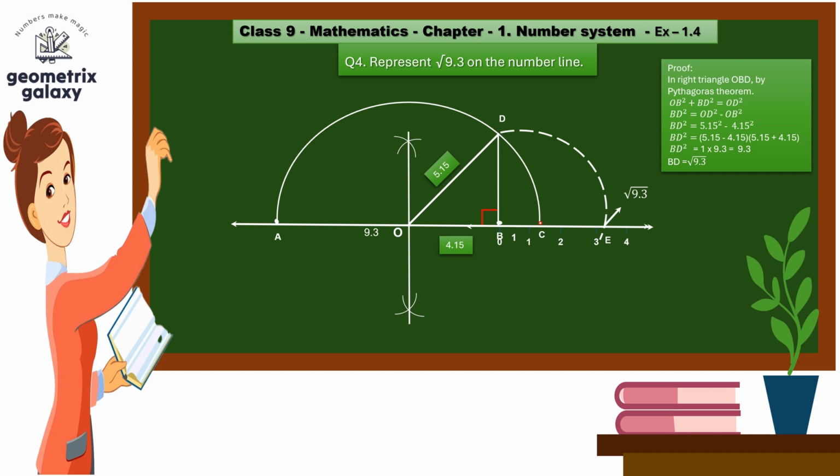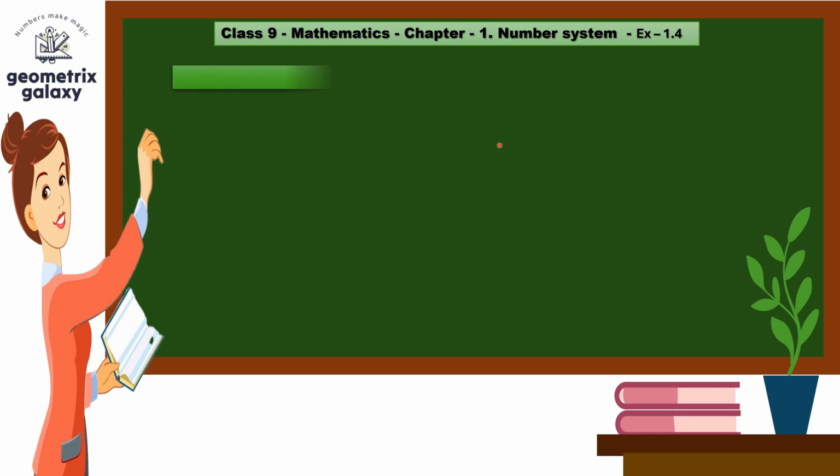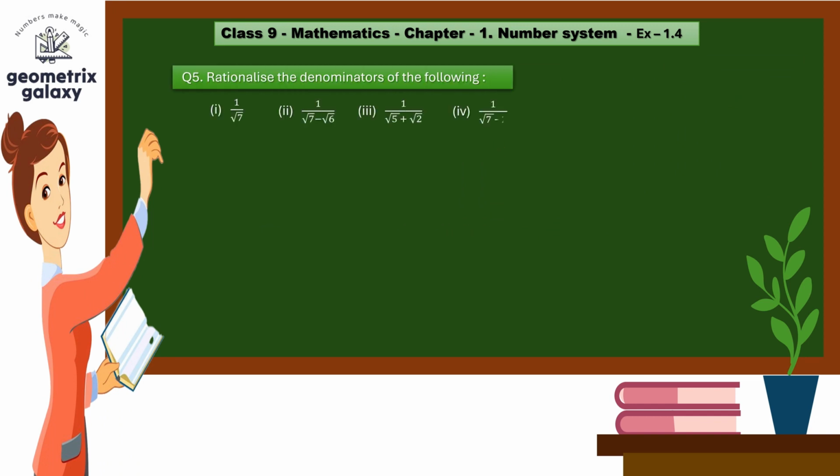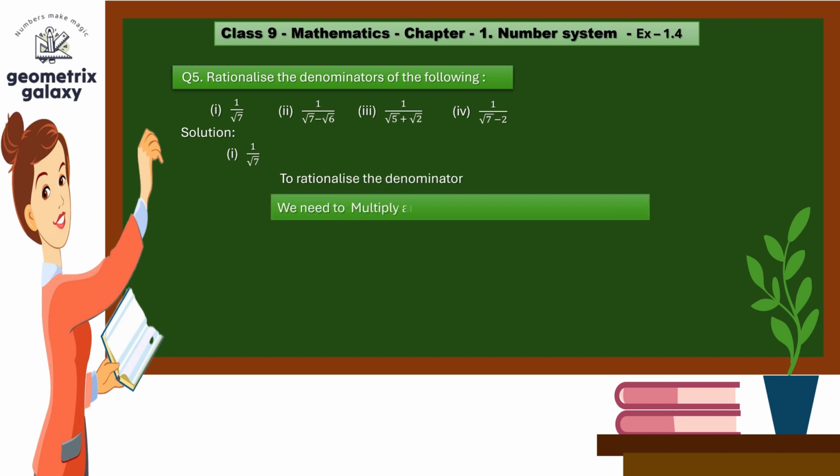Now we can start with question number 5. Rationalize the denominator of the following. Here we have 4 subdivisions. Let us see one by one. Our first subdivision is 1 by root 7. We have already done this type of question in example problems. So I hope you all know what is rationalizing factor. So to rationalize the denominator, we need to multiply and divide by its rationalizing factor root 7.